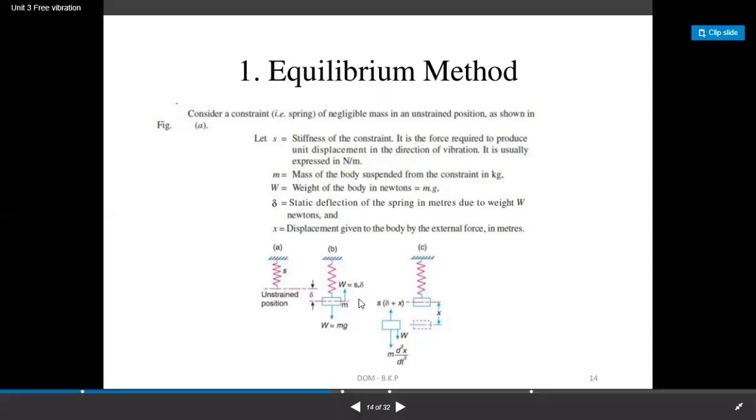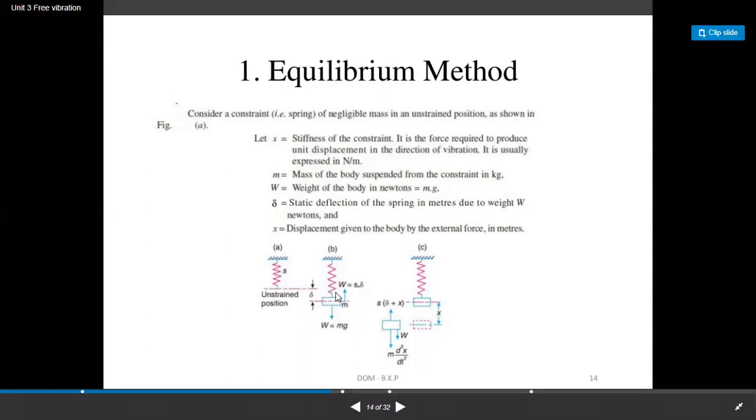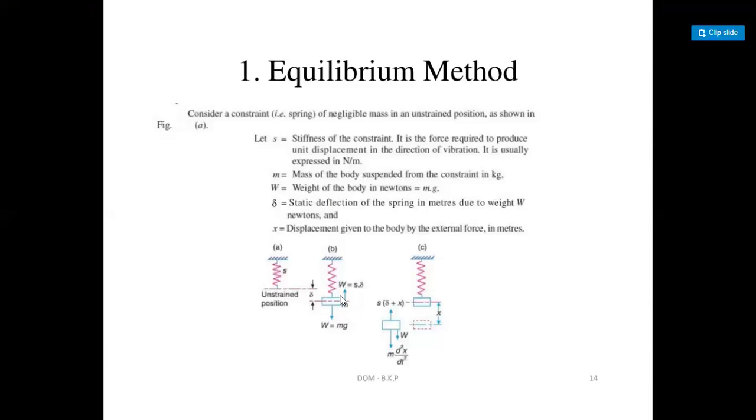In our second figure, I fix a mass at the other end, the free end of the spring. Then what happens? Some static deflection occurs due to the weight of the mass, the gravitational force. Due to the gravitational force, the static deflection takes place in the spring and is equal to the restoring force. The gravitational force produced by the weight is stored in the spring as elastic energy or strain energy.